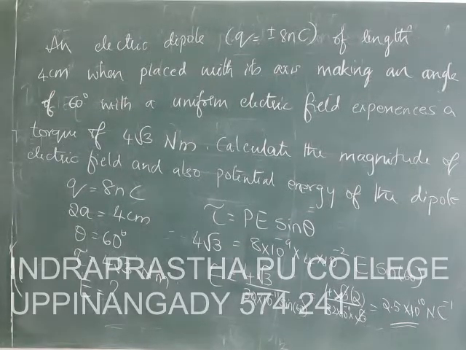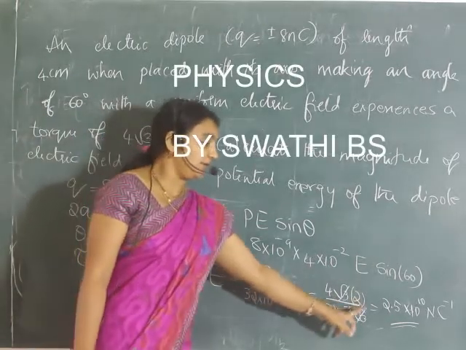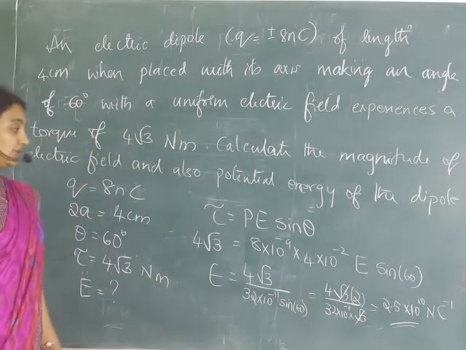Did you solve this problem? Did you get the answer in the same way? E is equal to 2.5 into 10 to the power 10 Newton per coulomb. Did you get the same answer? See what you have done.